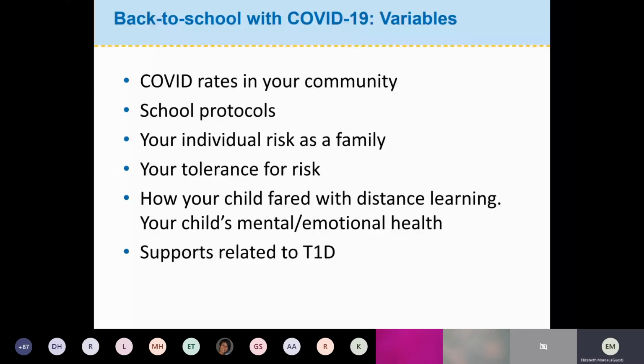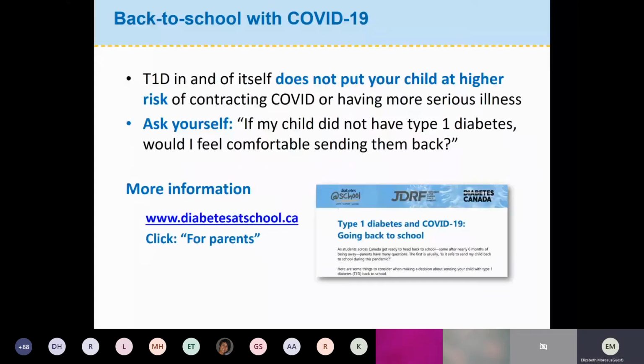So this situation is not an excuse for not providing that support. Just want to really make sure that it's there. And so we do have a resource to help provide more information that goes into more detail than what I just said here. It was released today. Some of you may have seen it. It was produced with Diabetes at School, with some pediatric endocrinologists, with JDRF and Diabetes Canada. It's on diabetesatschool.ca. Just go under For Parents and you'll see it there, the first link.